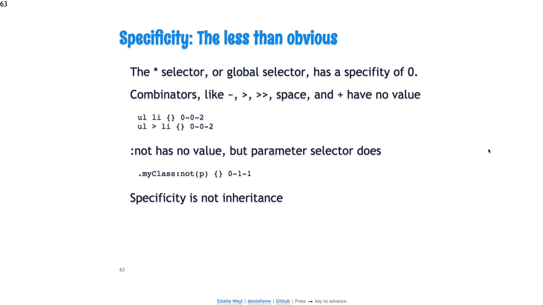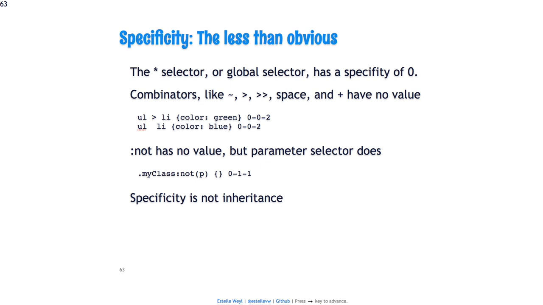Combinators, the tilde, the greater than, the double greater than, which is the same as a space, and the plus have no value, right? So these two have the same weight. This one is more specific, but has the same specificity. So if you actually did this, and did a color green and color blue, every single list item would be blue. None of them would be green because it's the same weight. It's whichever one comes last. The first one is more specific, but they have the same specificity.